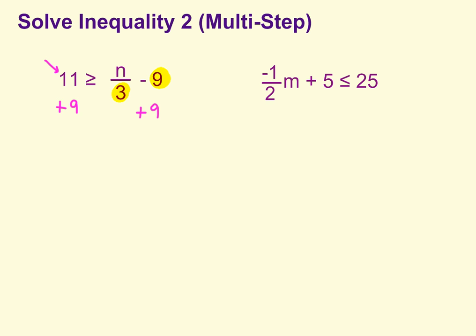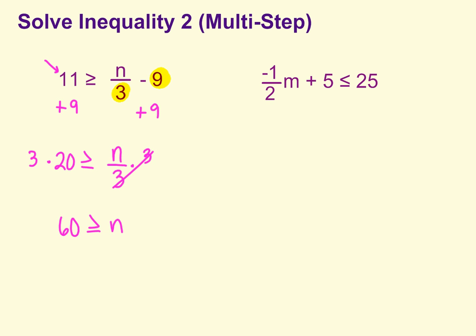First is to add 9 to both sides. So we have 20 is greater than or equal to n over 3. And now as n is being divided by 3, the opposite of that is to multiply by 3 on both sides. If you notice, I'm multiplying by a positive number that will not flip the inequality. So it's going to stay 60 is greater than or equal to n.